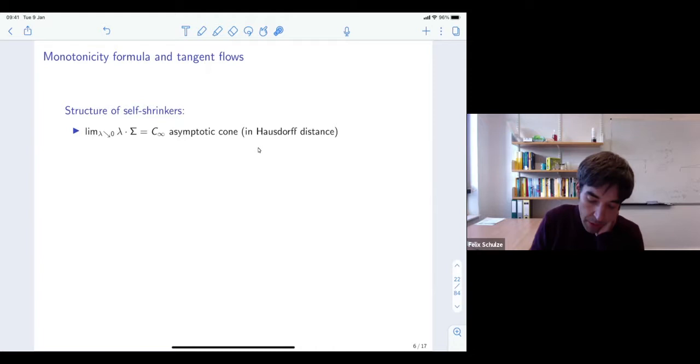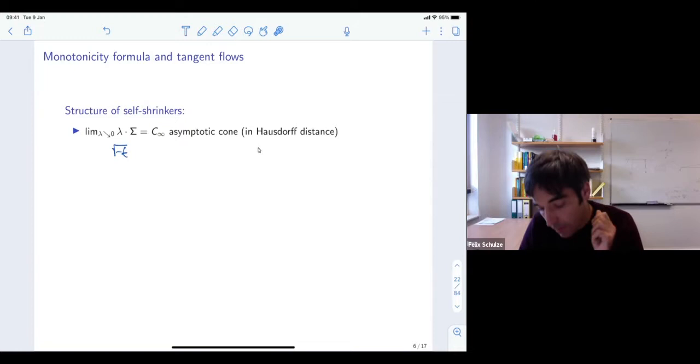You look at the space-time track of the self-shrinker and look at the time zero slice, because you can think of lambda as being this factor, square root of minus lambda t. Square root of minus t is just how the shrinker would evolve into at time zero. Then you can use the monotonicity formula to very easily see that what you get at time zero is actually a cone, just as a set.